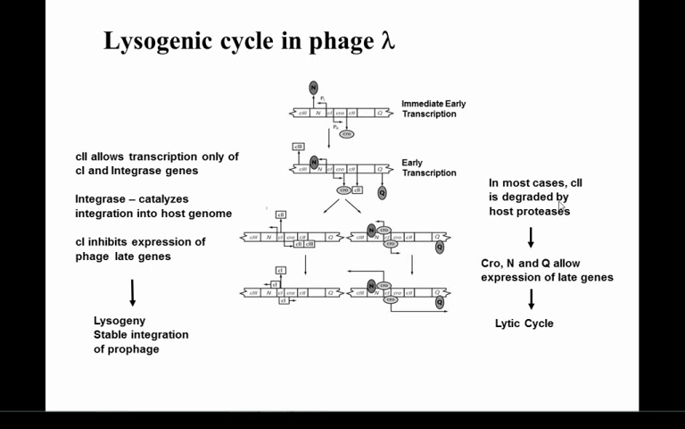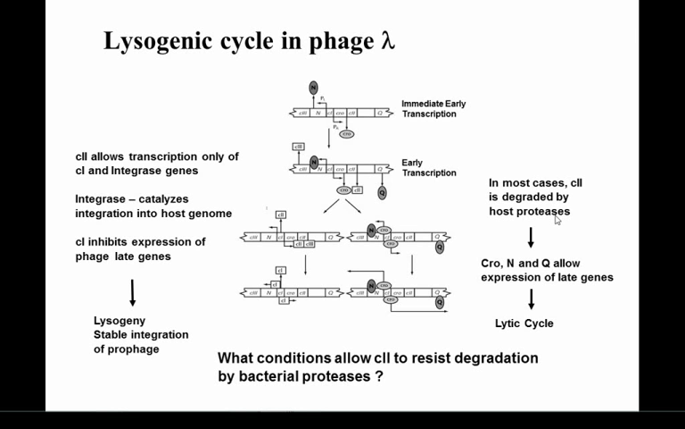So this is the key event: whether this C2 protein is degraded or not by the host cell proteases. And the key to this is understanding what conditions allow C2 to persist. Generally, it's conditions that are not favorable for bacterial growth, so low temperature, or if the bacteria are in the stationary phase of the growth curve. In those cases, there'll be lower metabolic activity, so the host proteases will have lower activity. This favors C2 resistance to degradation and favors lysogeny.